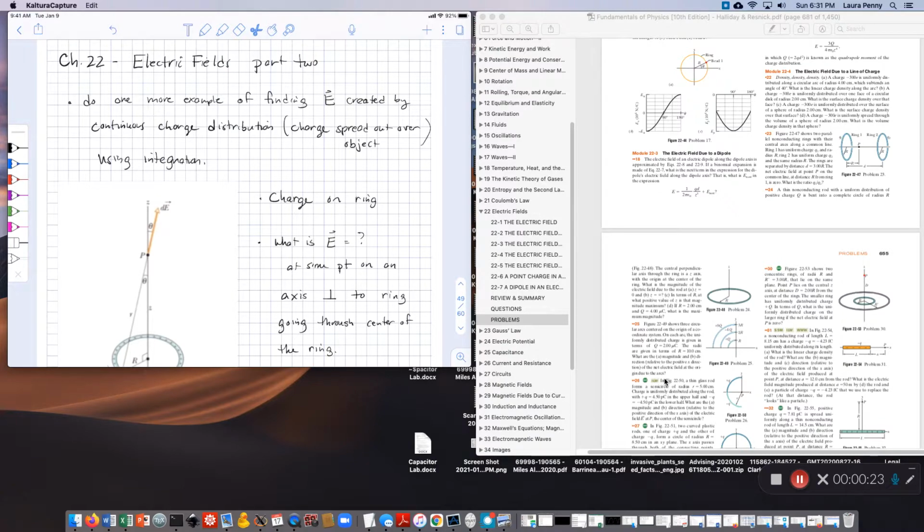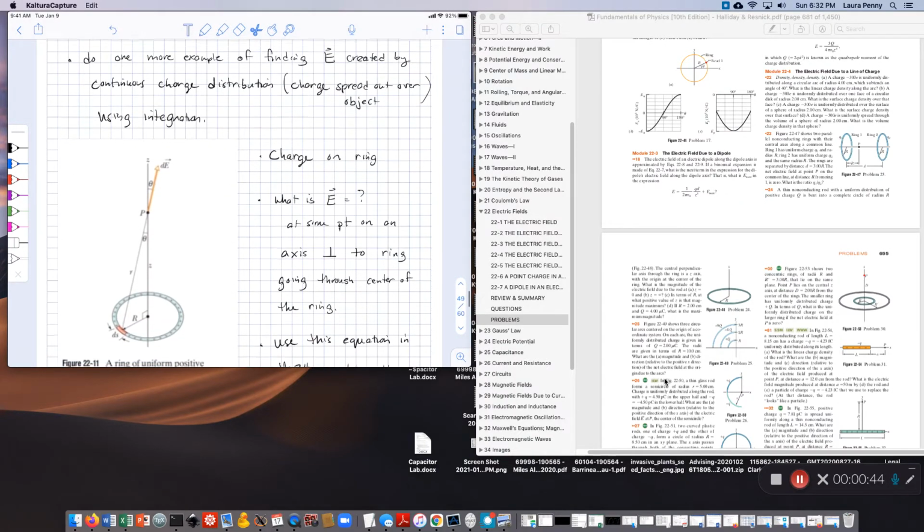So you're not doing a bunch of point charges, but instead you've got this charge spread all over this object and it's producing an electric field at different locations. And so we're trying to figure out that electric field at some point. And in the second half of this chapter, we're doing it through integration.